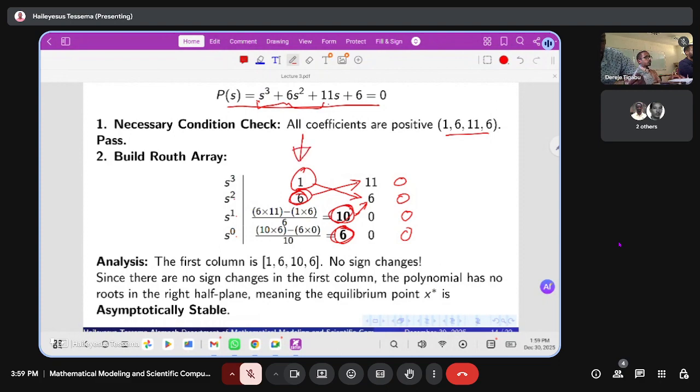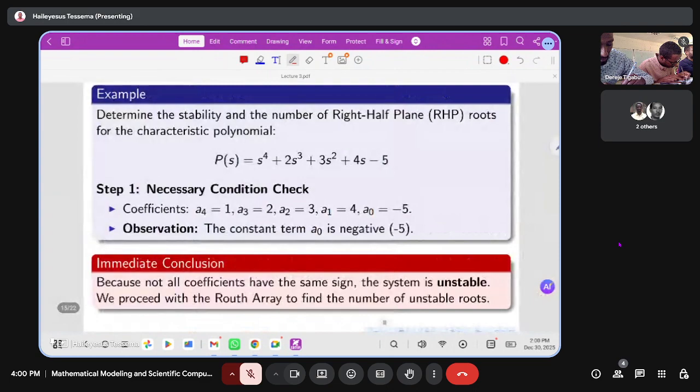Since there is no sign change in the first column, the polynomial has no roots in the right half plane, meaning that the equilibrium point is asymptotically stable, which means the roots of the characteristic polynomial are negative. The roots of the characteristic polynomial being negative implies that the equilibrium point is locally asymptotically stable. For instance, you can check this one. What is the necessary condition? The coefficients.